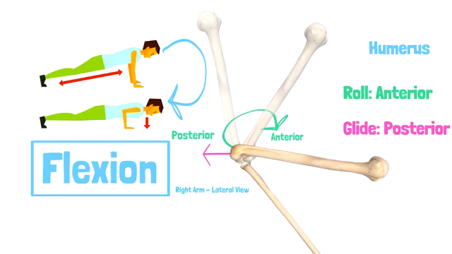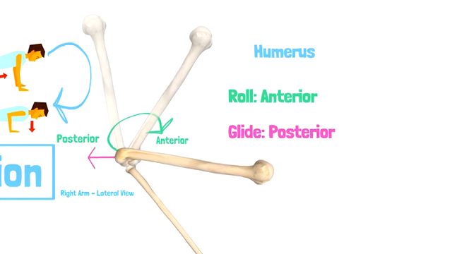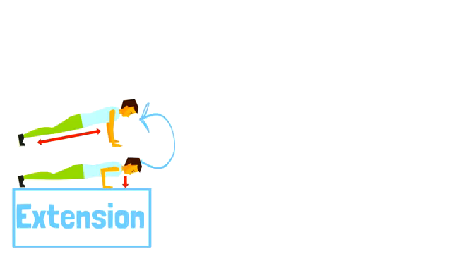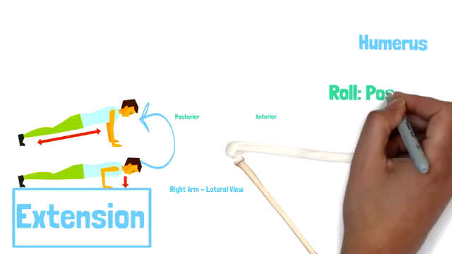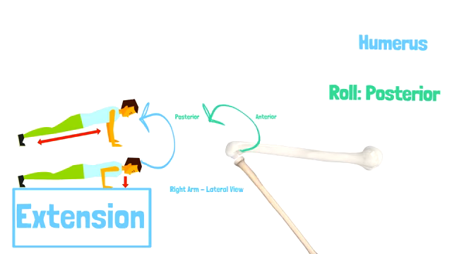Let's take a look at the arthrokinematics with extension. With extension, observe the humerus roll posterior and glide anterior.